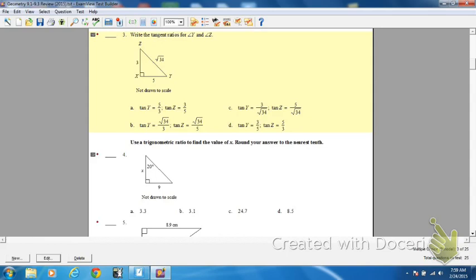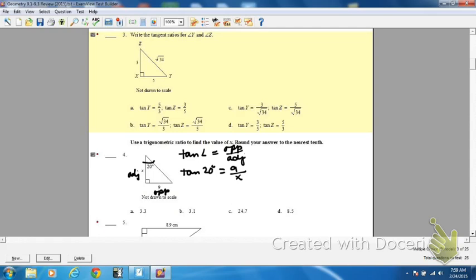Number 4, use a trig ratio to find x. So this is where we get to use sine, cosine, or tangent, depending on what sides we have. According to angle 20, the opposite side is 9, and the adjacent side is x. So we have opposite and adjacent. That's for tangent. Tangent of an angle is opposite over adjacent, so that's the one we're going to use. We have tan of 20 degrees, then, is 9 over x.